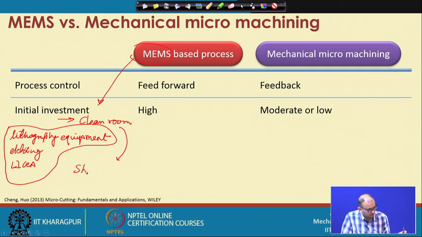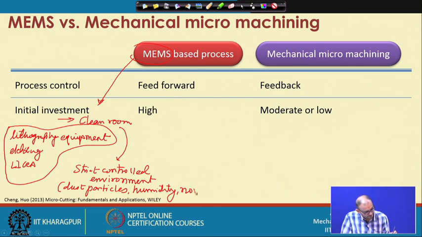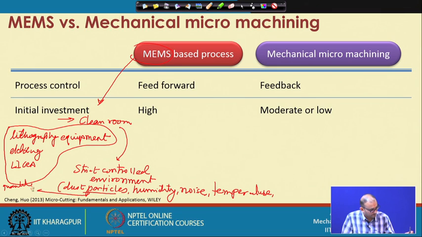So, clean room is a controlled environment, so it is dust, particles, humidity, noise level, temperature, and many things. Other than that, you have to make sure that there is no large variation in the temperature, humidity is also there, dust particles, then how many dust particles are there. So, particles means quantity and size.